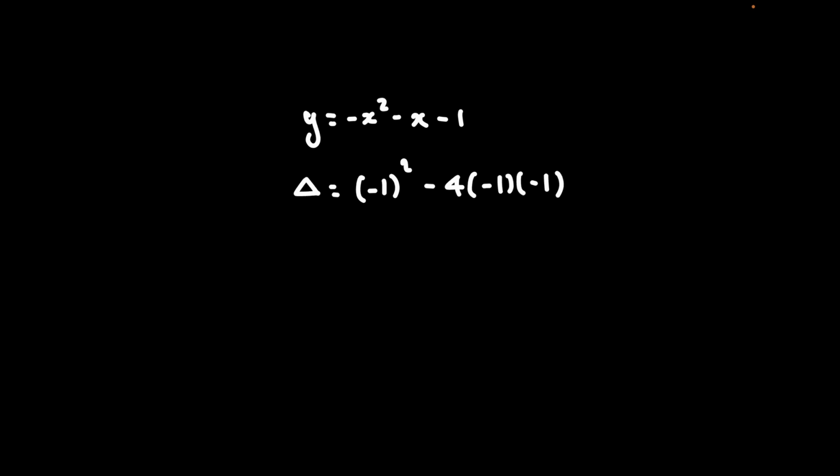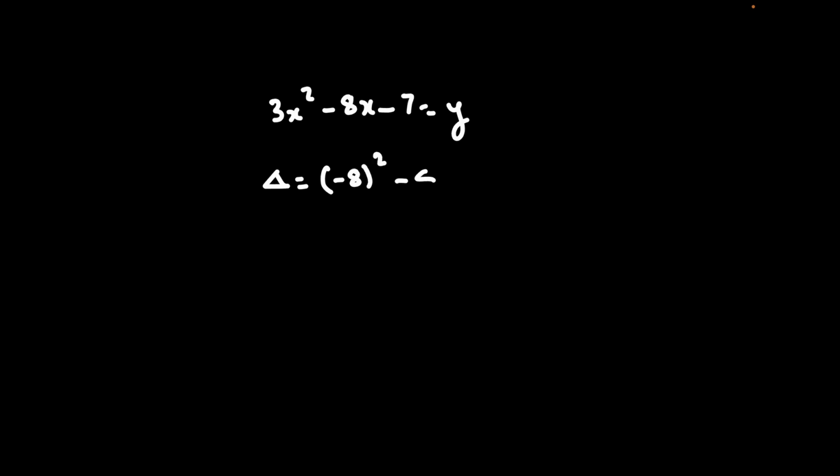The next equation is this one here. What is the discriminant for this function? The discriminant is equal to minus 1 whole squared minus 4 times minus 1 times minus 1. This is the same as minus 1 squared, which is 1, take away minus 4 times 1, which is just minus 4. That's equal to minus 3. Again, the discriminant is less than 0, hence there are no solutions.